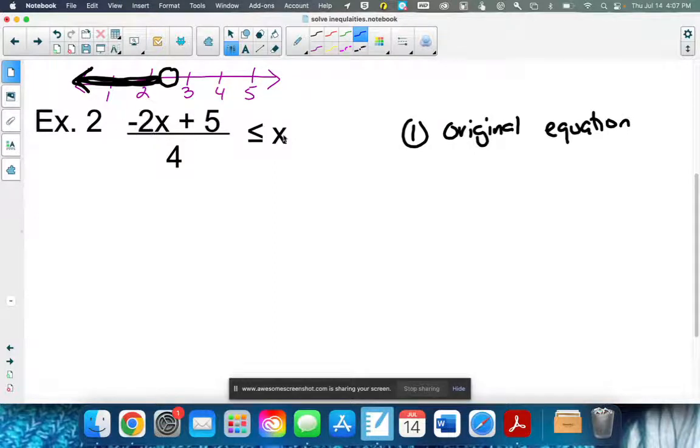I could add 2/4 x to both sides. That would be fine. And then I would have all of my x's on one side. But I'm going to go ahead and multiply first because I don't want that fraction there. That gives me kind of a problem when I'm trying to move things around. So I'm going to go ahead and use the multiplying property first.